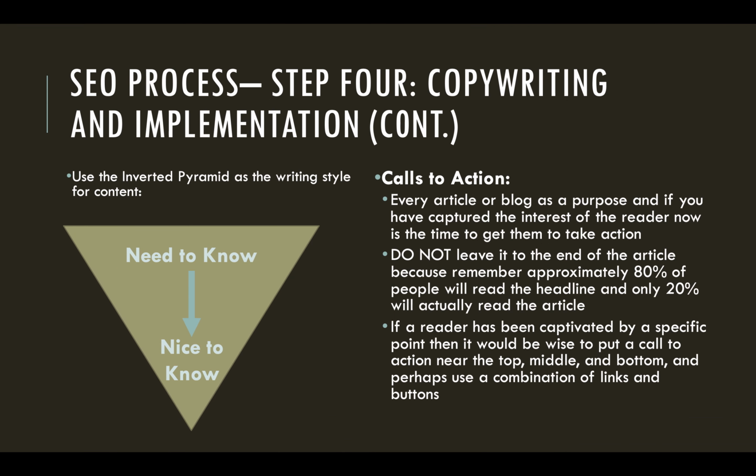So the SEO process, again, for the copyright and implementation for step 4, the author says to use the inverted pyramid as a writing style for the content. So basically the broad view, need to know, and then narrow it down to the nice to know information. Also have a call to action. Every article or blog has to have a purpose, and if you have captured the interest of your reader, it's time to take action with them.